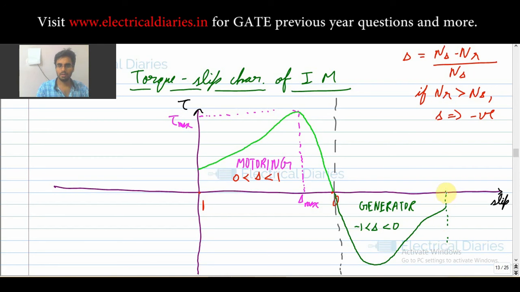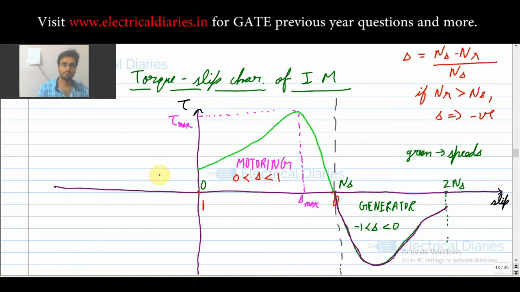At this point the speed will be 2 ns, here the speed will be ns, and here the speed will be 0. With green I am writing the speeds, and I will change the curve of the generator to some other color. I hope you understand this. So this is the generator and this is the motor.